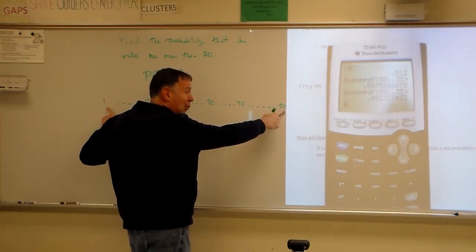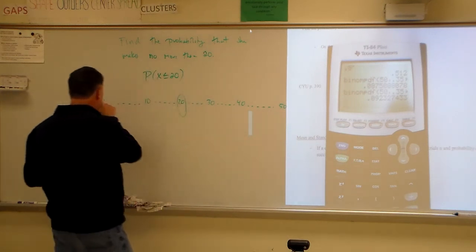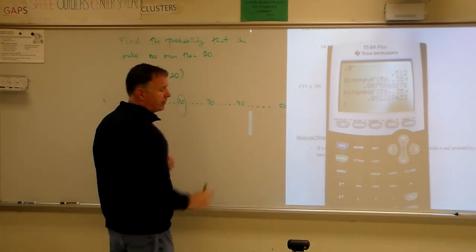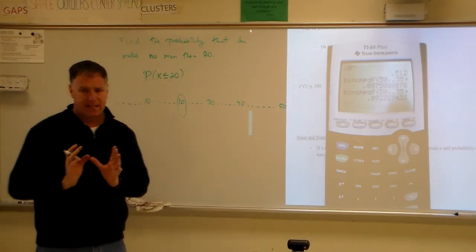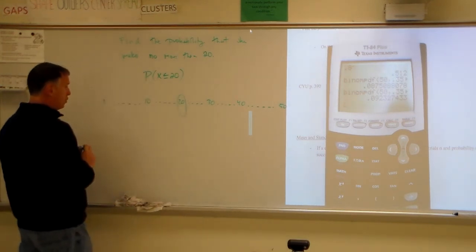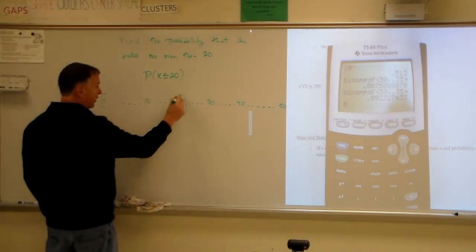All of these probabilities have to add up to 1. All of these probabilities, when she makes 1, she makes 2, she makes 3, all the way to 50, all of those probabilities add to 1. We want to find x is less than or equal to 20.